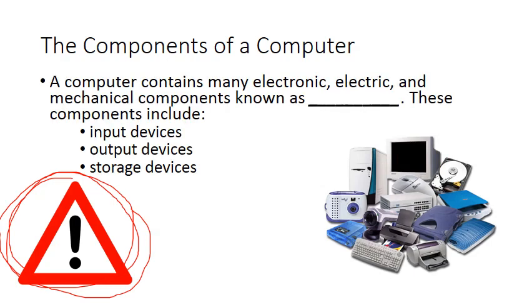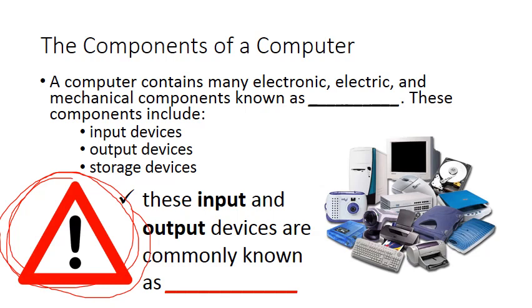So components of a computer. A computer contains many electronic, electric, and mechanical components known as hardware. These components include input, output, and storage devices. These devices are commonly known as peripherals.